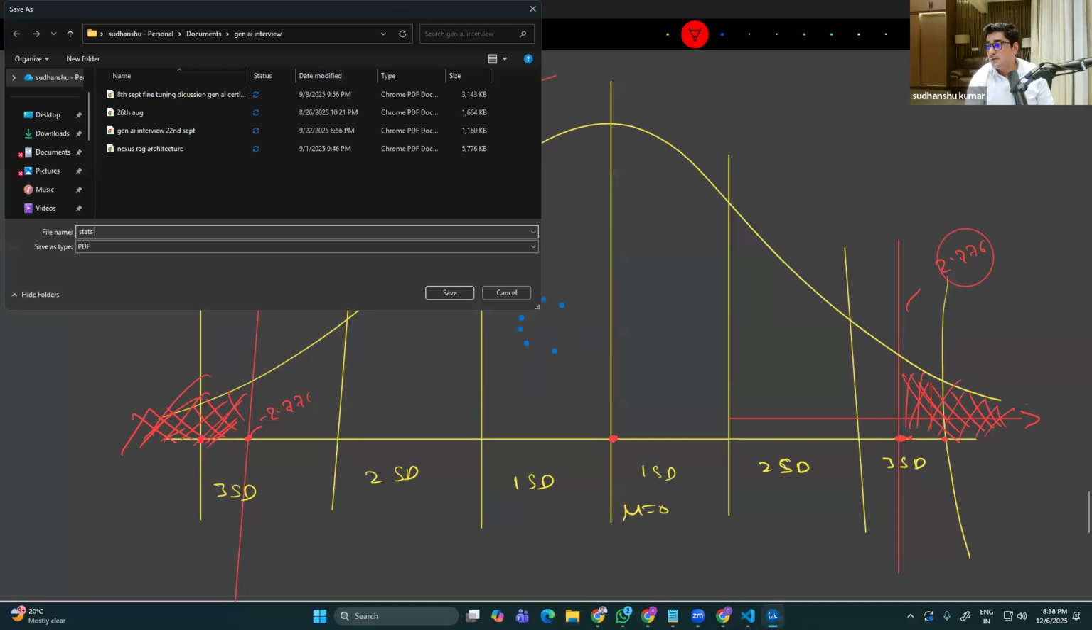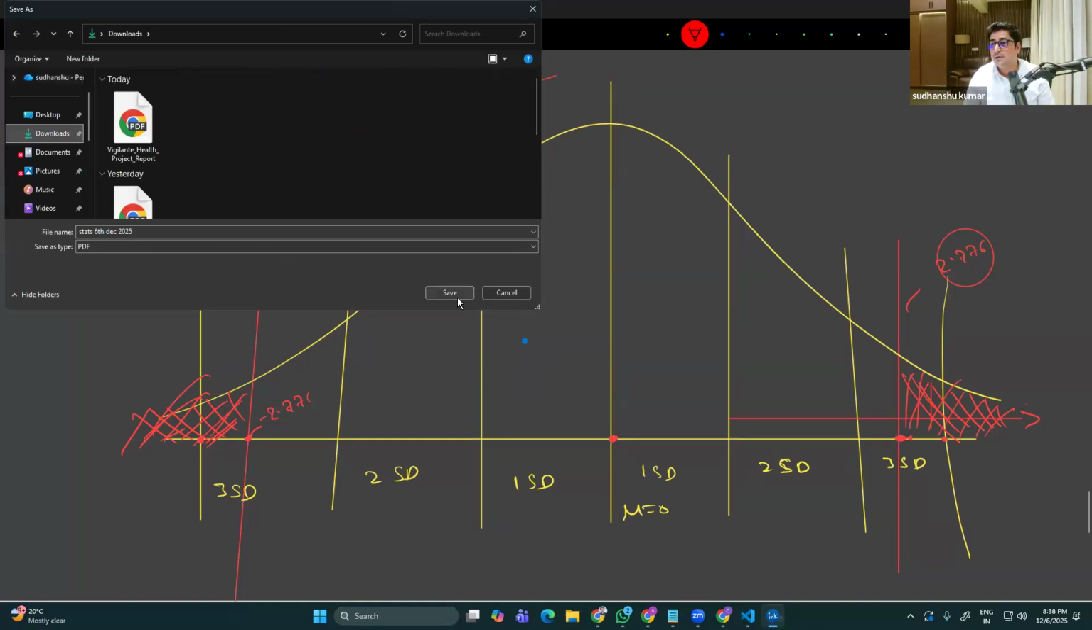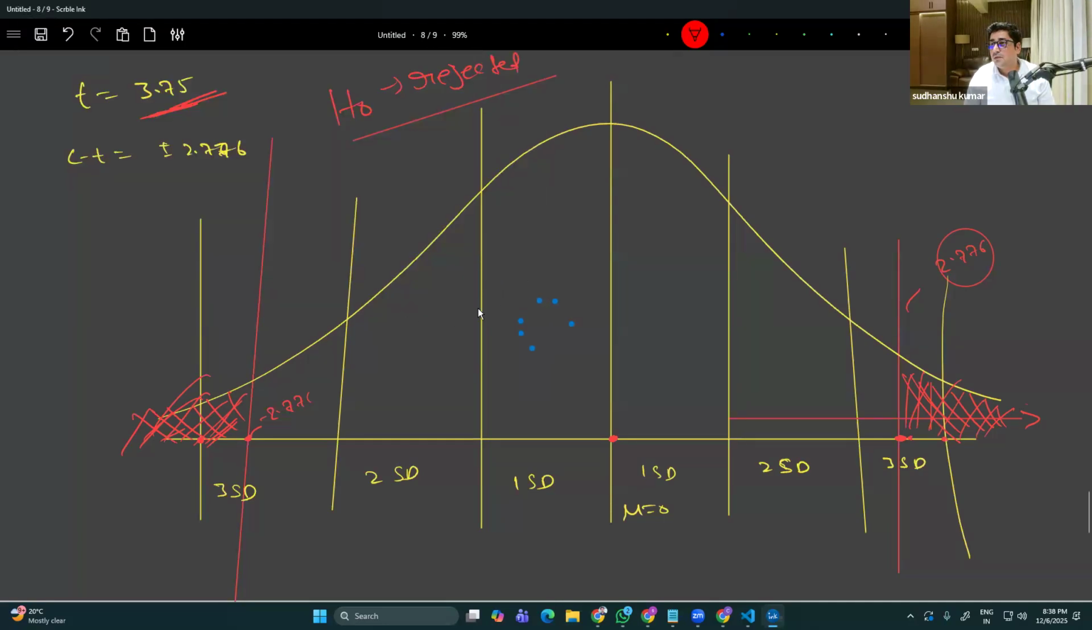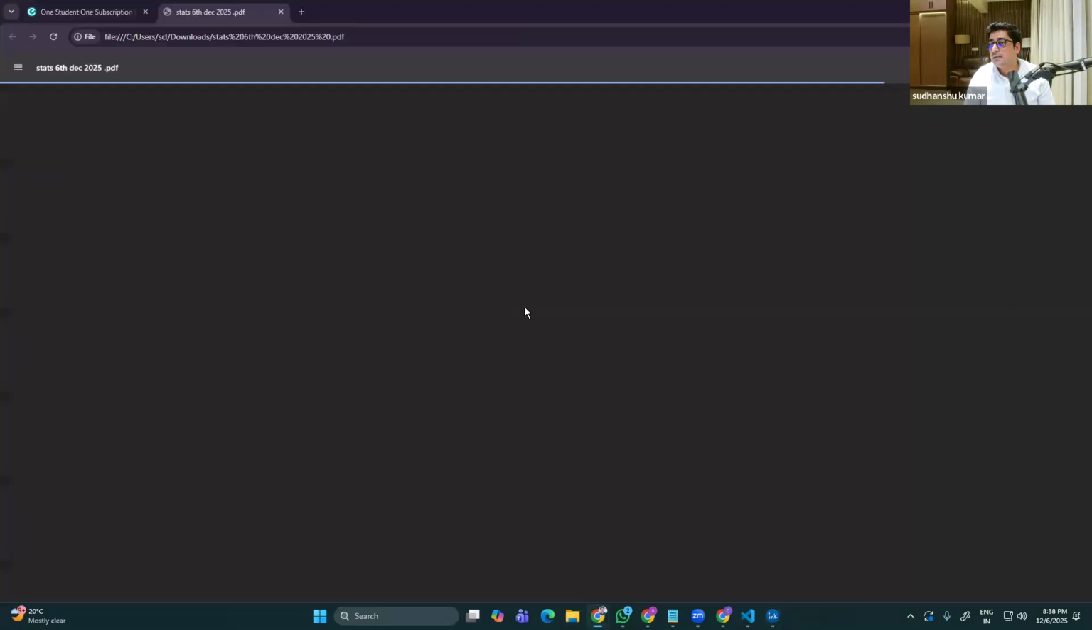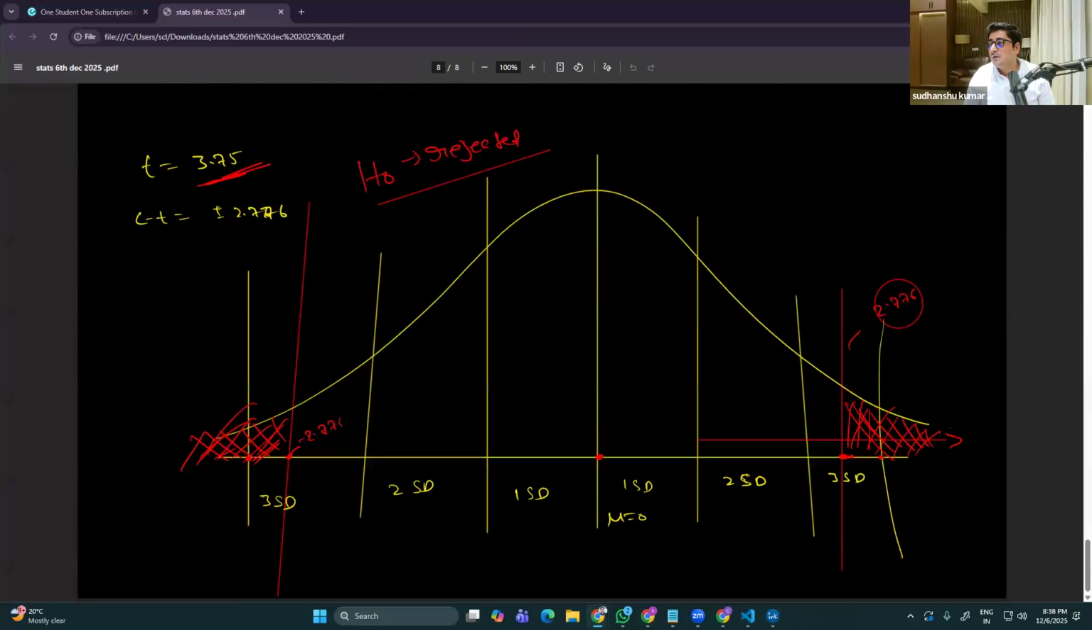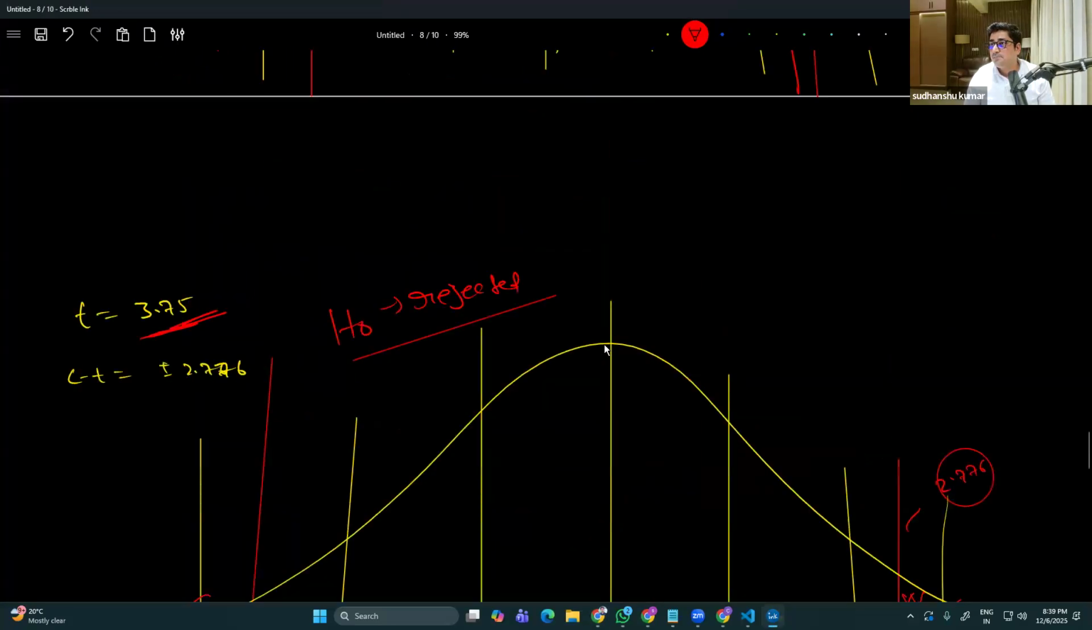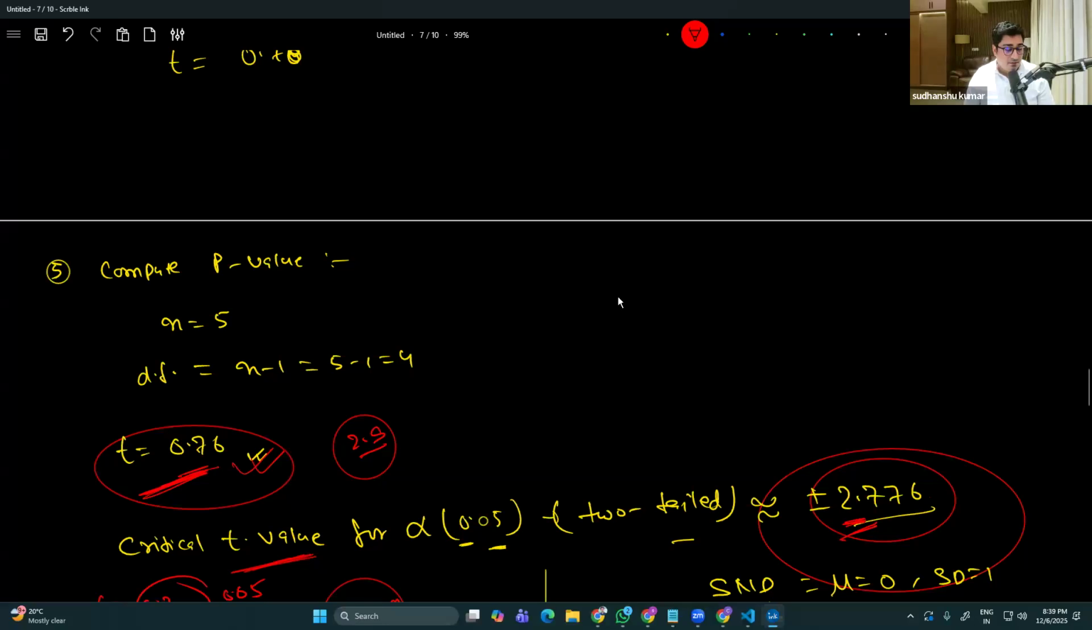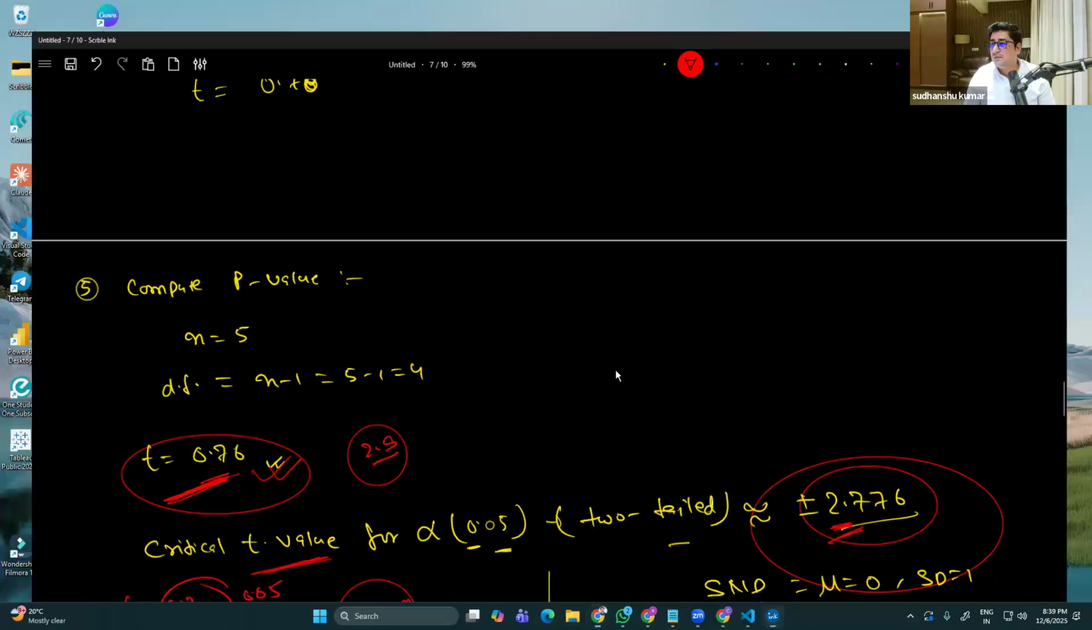stats. What is the date today? 6th, right? 6th December 2025. Okay, let me save it. I will upload this one in your dashboard when we upload the recordings. Yeah, the file is created. Okay, this I'll upload. Don't worry. Along with that, you will be able to see the summary and everything.